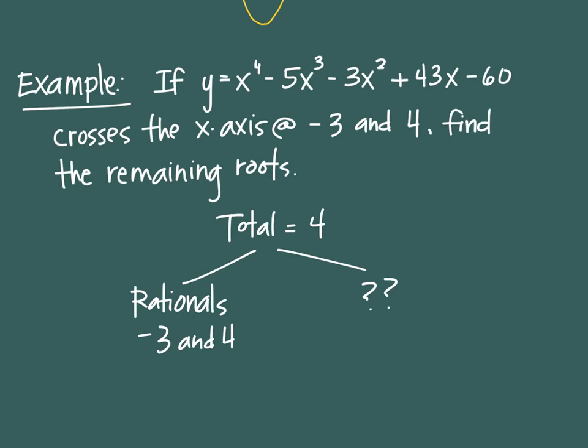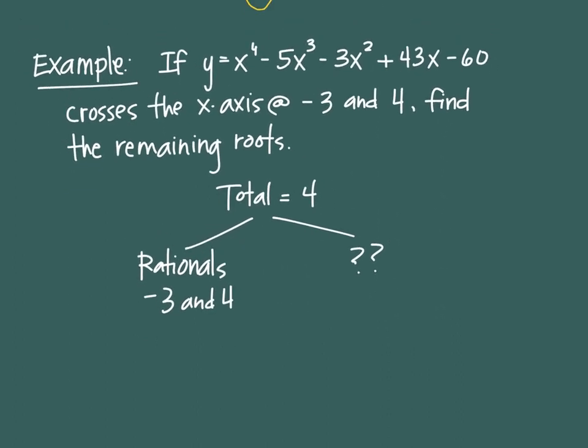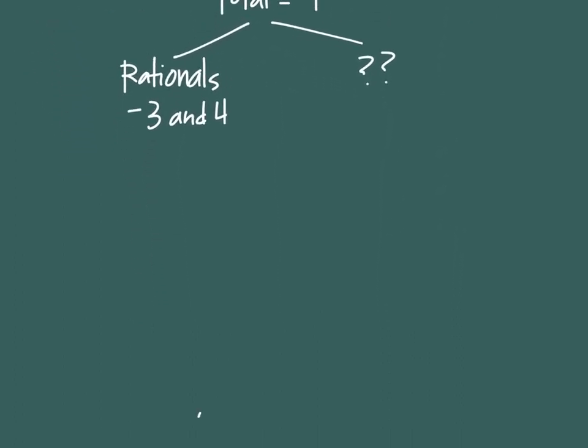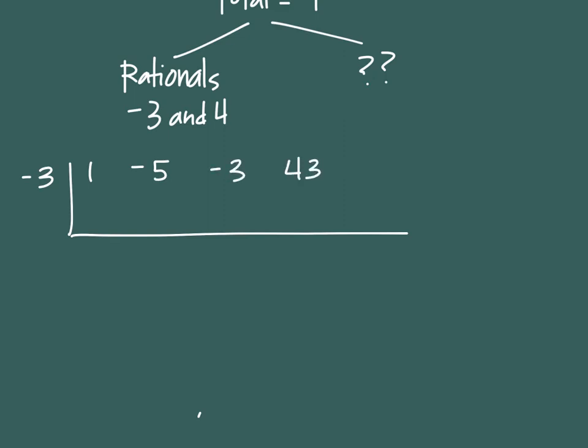No problem. I'm going to start the same way. Because I've got 2, I'm going to do synthetic division twice in a row. It doesn't matter what order you do them in. You could start with a 4, you could start with the -3. That doesn't matter. But you should get what for your answer? 0. If you don't get 0, something's not right.